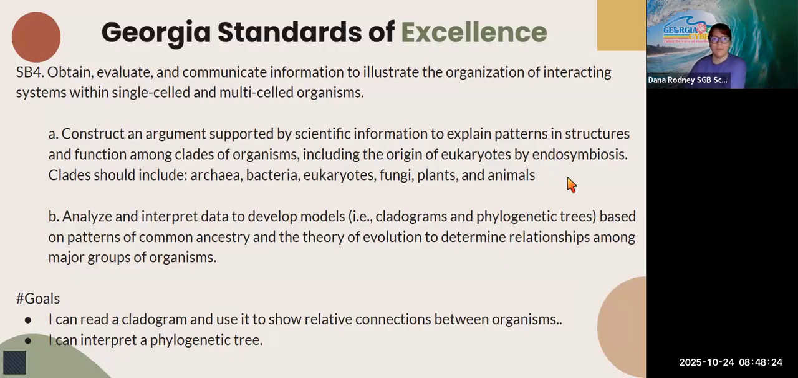And then you need to be able to analyze and interpret data to develop models like cladograms and phylogenetic trees based on patterns of common ancestry and the theory of evolution to determine relationships among major groups of organisms. So our goal for today is to be able to read a cladogram and use it to show relative connections between organisms, and also be able to interpret a phylogenetic tree.